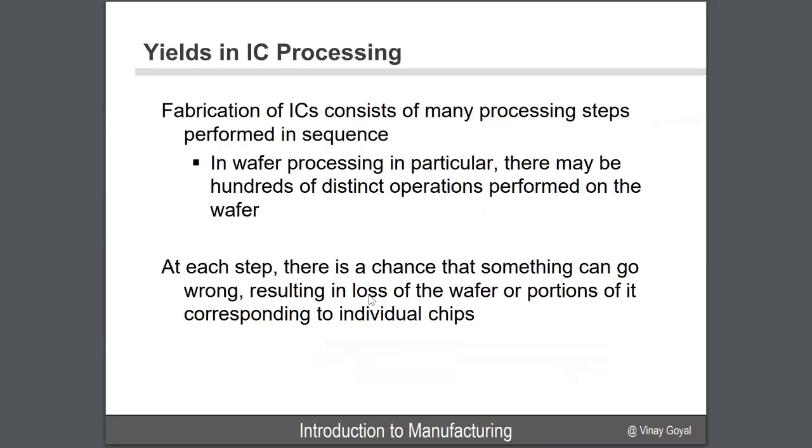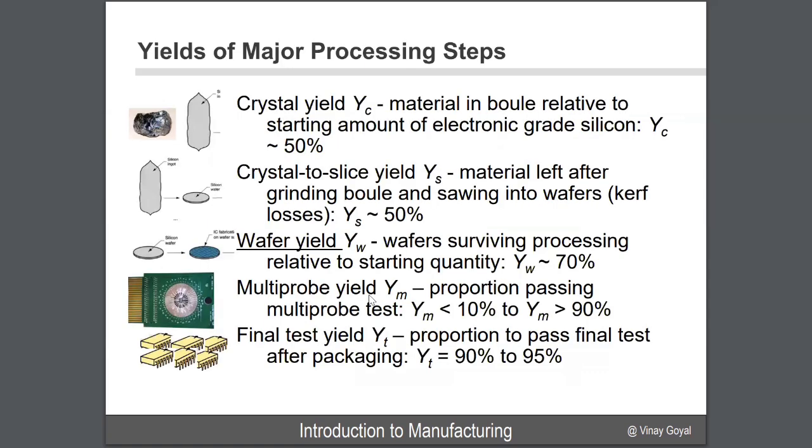So what are the yields in integrated processing? There are so many processes involved and hundreds of distinct operations that a mistake can be made. At each step, there's something that can go wrong, and that can result in the loss of the wafer or portions of the chips not being useful. And so the reality is that there are a lot of issues with this processing. It's very manufacturing sensitive. You can see here when I tried to create the boule relative to the electronic grade silicon, 50% of it is good. When I slice it, only 50% of that is good. When I have a wafer yield after that, whatever survives out of this, 70% is good.